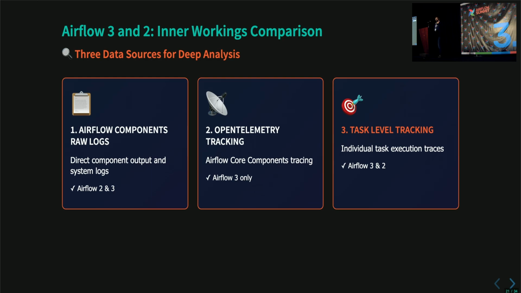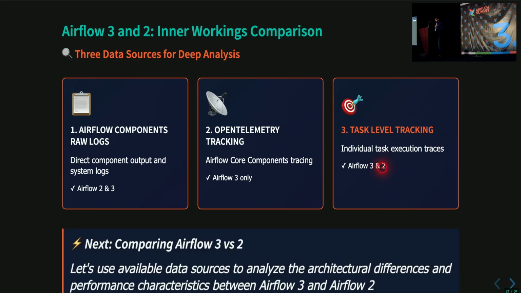Okay, the next few minutes we're going to spend on the inner workings comparison between Airflow 2 and 3. But before that, let's do a brief recall of where we are. We now have 3 very good sources of information. Part 1 is the raw logs from Airflow. Part 2 is the OpenTelemetry traces that Airflow 3 natively sends to us. We just have to enable them. And the third is the custom task level tracking that we have built. Now we have these sources of information available. The question for us is how we would like to analyze them to make a difference between 2 and 3.